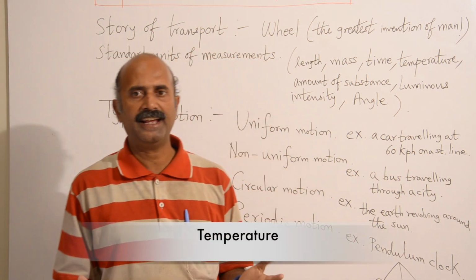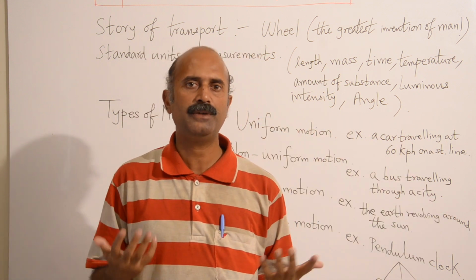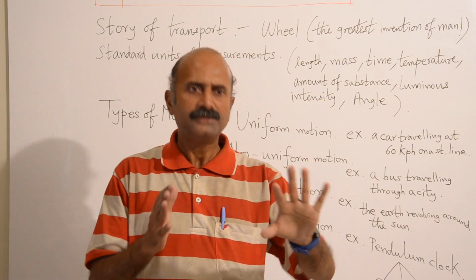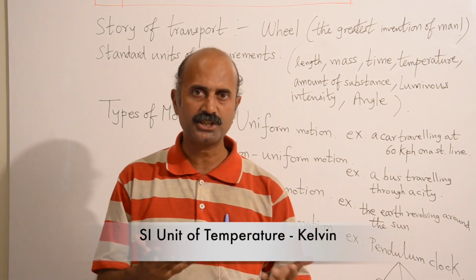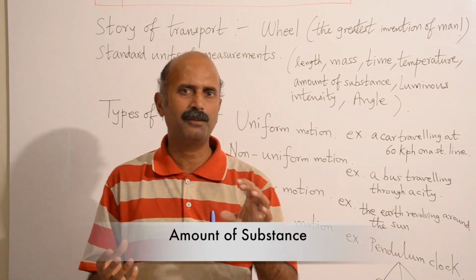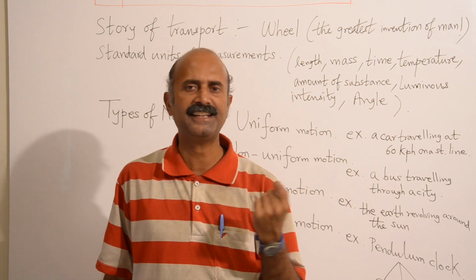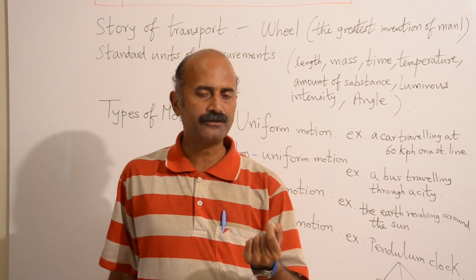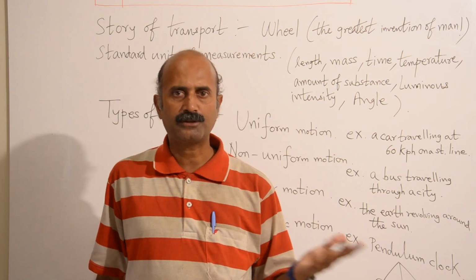Next comes temperature, like what is the heat in the particular environment in which you are living or studying. The SI unit of temperature is Kelvin. It can also be Celsius or Fahrenheit. Then comes amount of substance. When we are studying invisible particles like atoms and molecules, we need a unit for studying the invisible world. So the amount of substance is a physical quantity which is used for studying atoms and molecules.